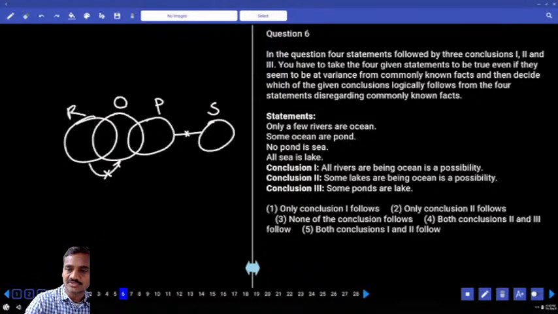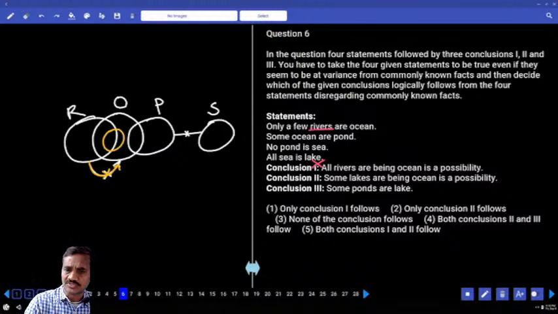All rivers are oceans is a possibility. Can we have this entire river inside this ocean? No, because only some rivers are oceans is true, but not all. Hence the first one is not possible. Some lakes are oceans is possible. Lake and ocean, where is this lake?